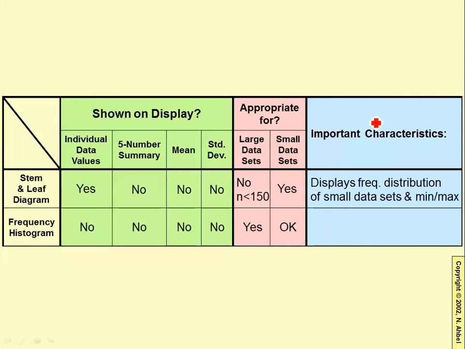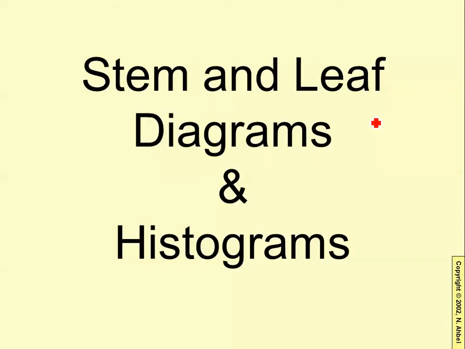The important characteristics: stem and leaf diagram, again, like a dot plot, displays the frequency distribution of small data sets, and it shows the minimum and the maximum. The frequency histogram displays the number of values in each interval. And that's an introduction to stem and leaf diagrams and histograms.